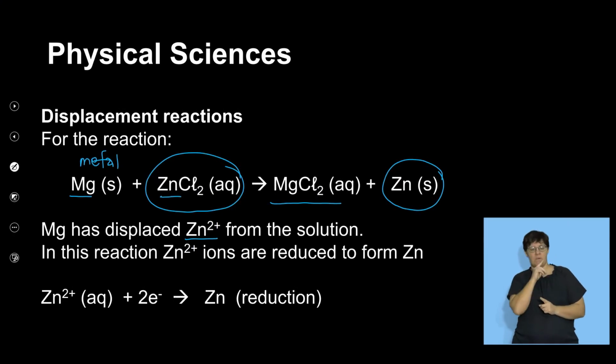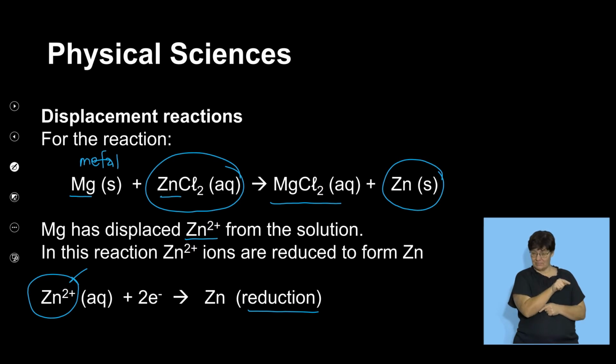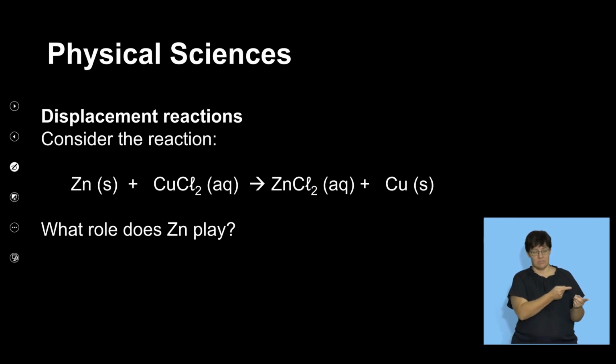The half reaction which shows the reduction is that zinc ions in solution are reduced. The process is reduction, so these zinc ions in the solution are our oxidizing agent. This oxidizing agent is the substance, or the species, the ions, that undergo reduction.